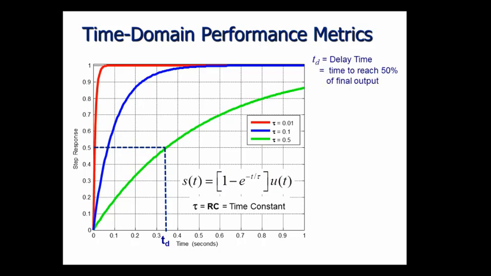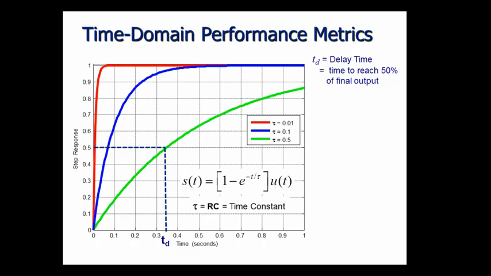One is called the delay time, T sub d. That's how long does it take for your output to go from where it starts to where it's going to end up. How long is it going to take to get halfway there? So in this case, because I'm starting at 0, ending at 1, I find a height of 1/2, see what time that happens on the green curve. It would be at this point, and call that the delay time.